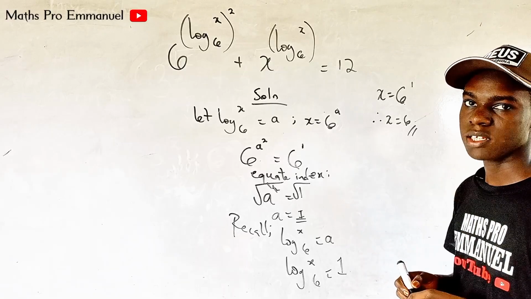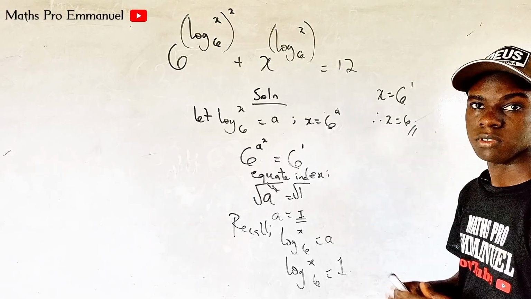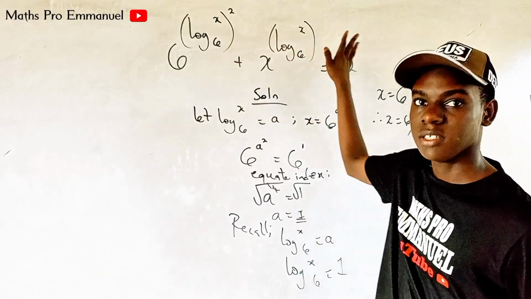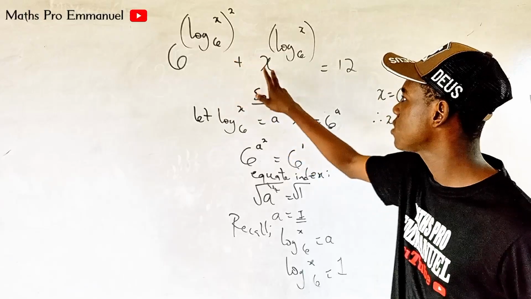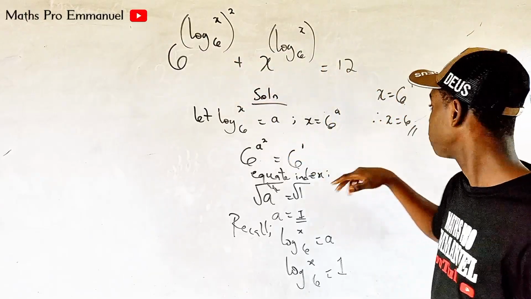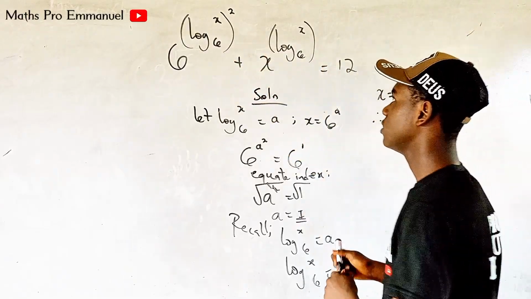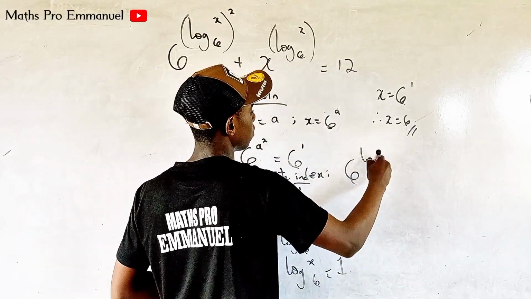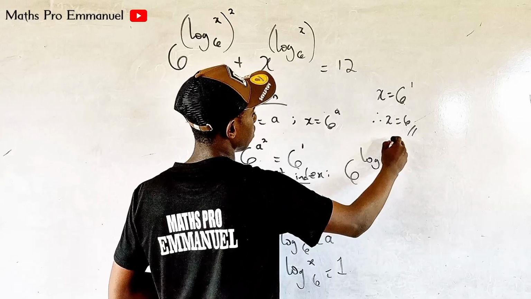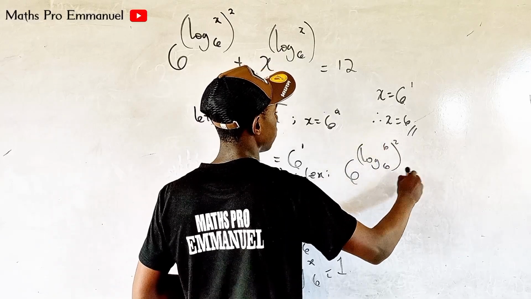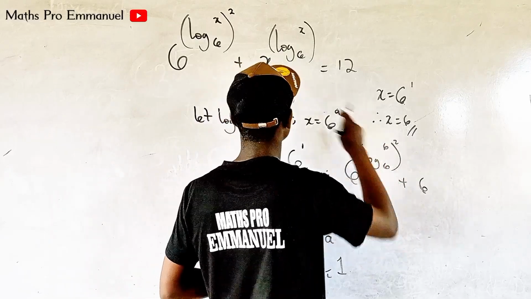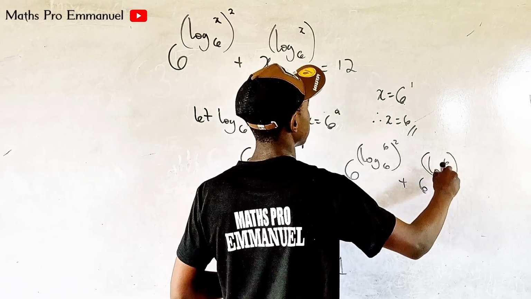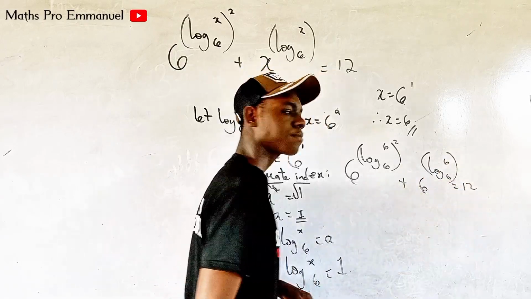Now let's check whether the answer is correct. If I put 6 in place of x here, forget about the index first. Here will be 6 plus 6 is equal to 12. Is correct. Now if I put 6 here in the index, I'll have 6 raised to the power of log 6 base 6 all squared plus 6, since x is 6, raised to the power of log 6 base 6 is equal to 12.